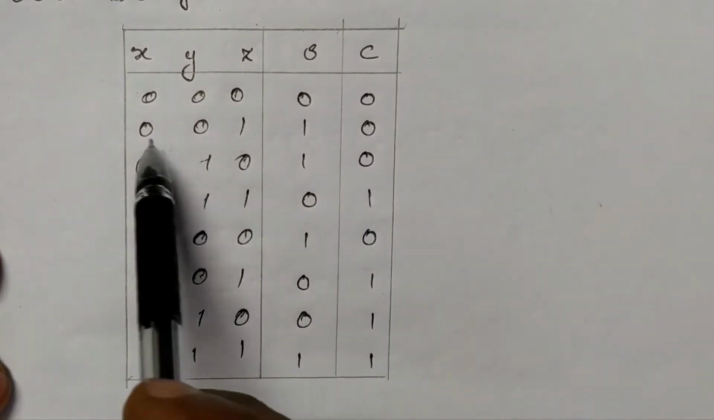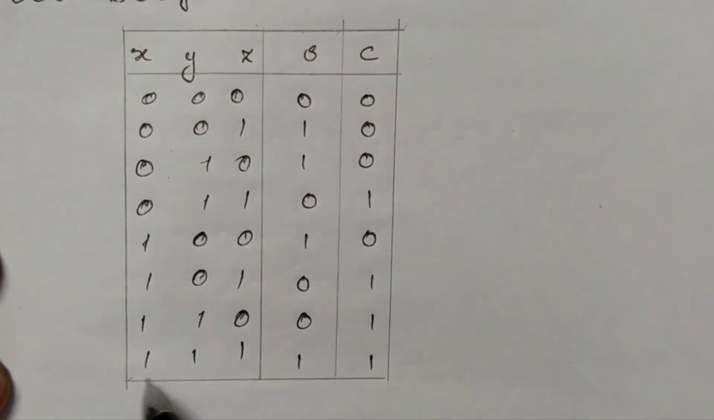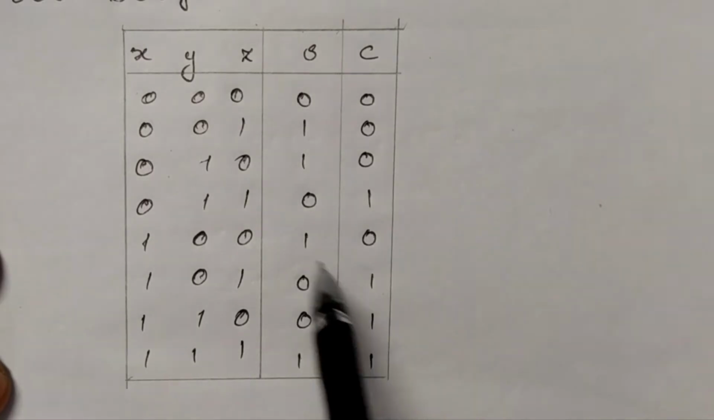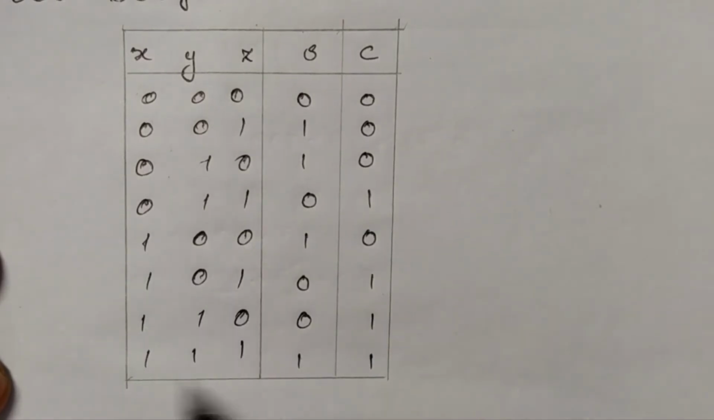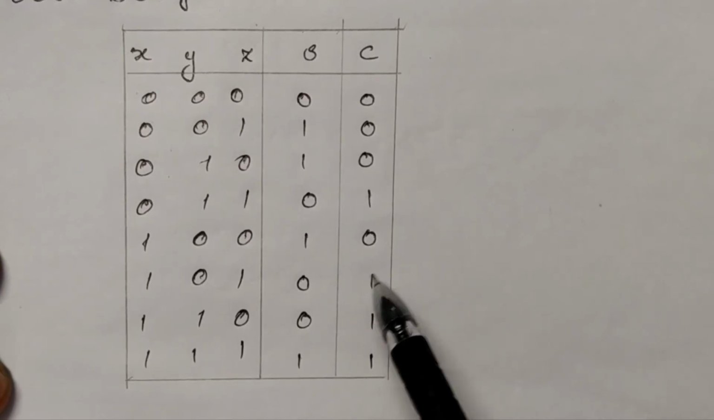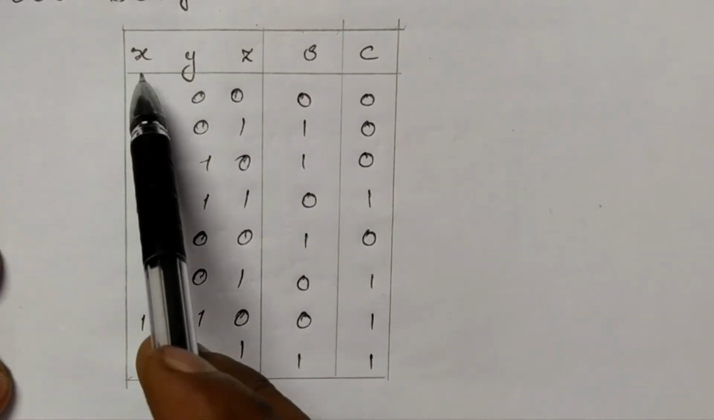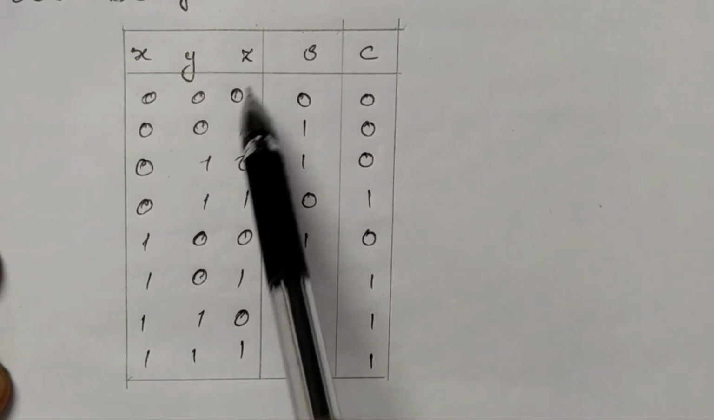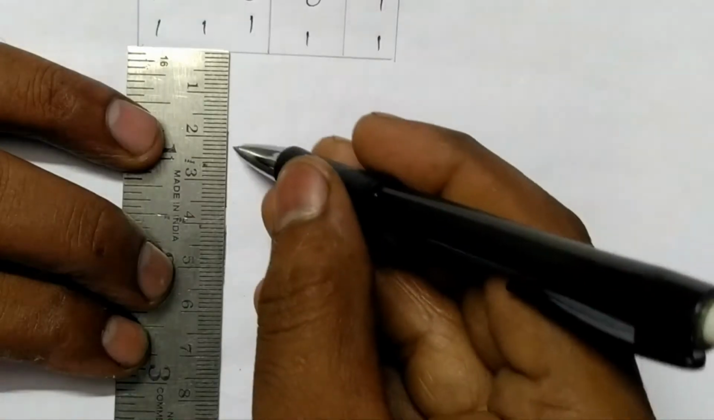So for sum, these input combinations we are getting the sum equal to 1. Likewise for carry, these input combinations we are getting the carry equal to 1. Okay, so now we are going to implement the same using 3x8 decoder. That means we are giving this X, Y, Z as input.